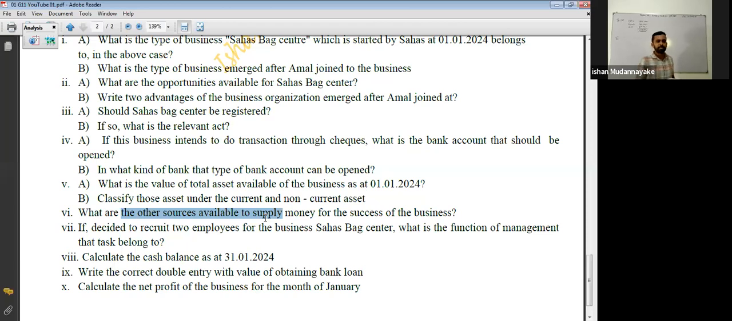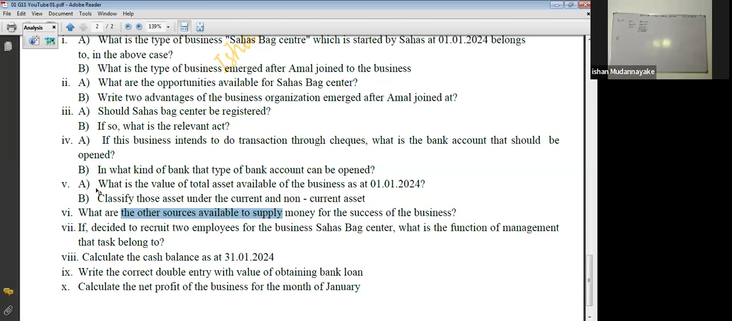Some businesses can sell their fixed assets; part of the fixed assets can be sold. Those are some of the sources of finance. Collecting money from debtors after allowing discounts is another source. Getting government incentives and government loans are also sources. Okay, right.